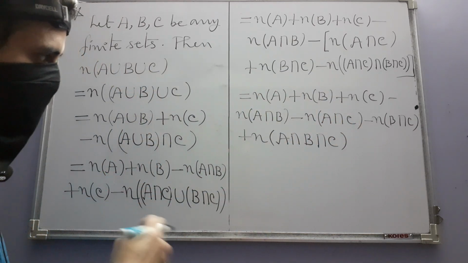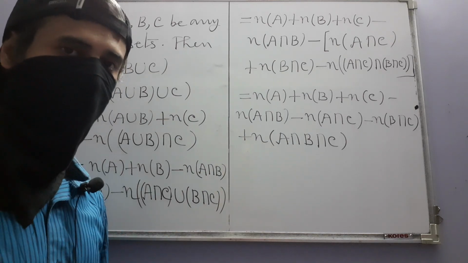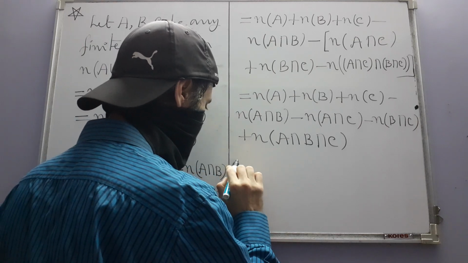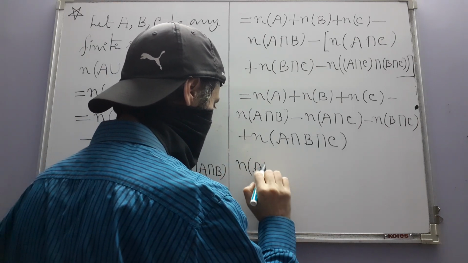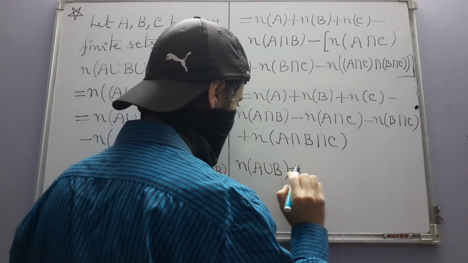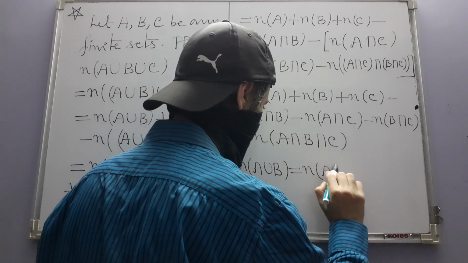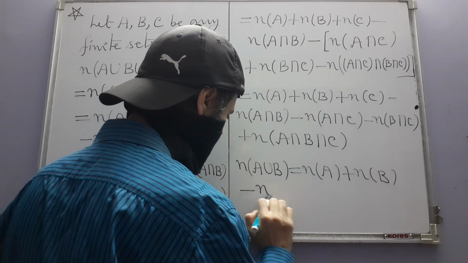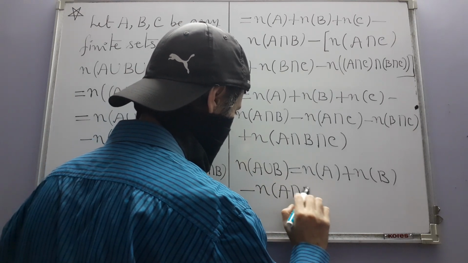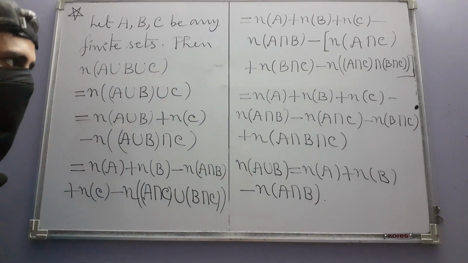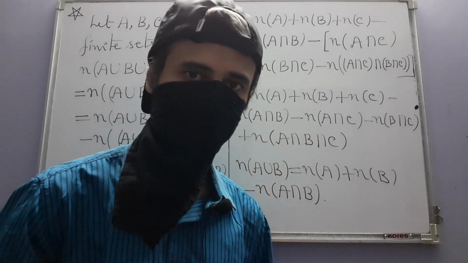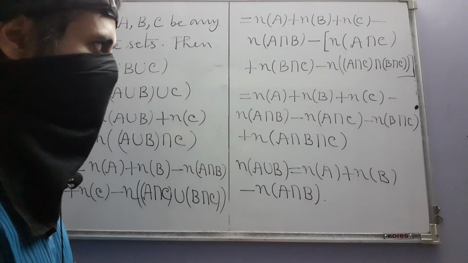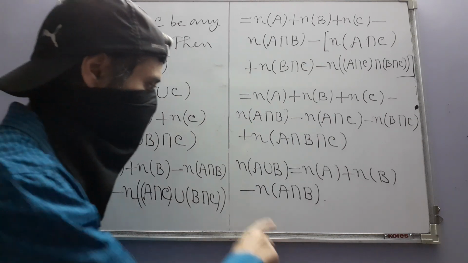Now let me once again write the formula for NA union B just below it to notice one thing. In case of two sets, we have this, right? NB minus NA intersection B. And let us now see one pattern. That is the pattern in which terms are appearing in these formulas.